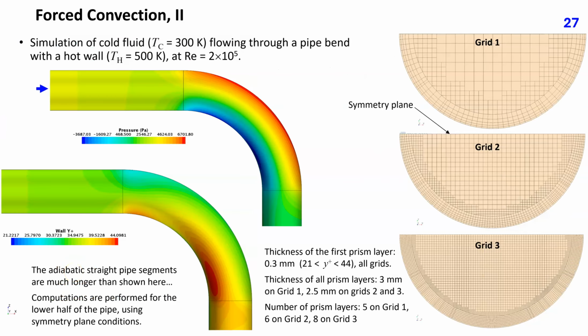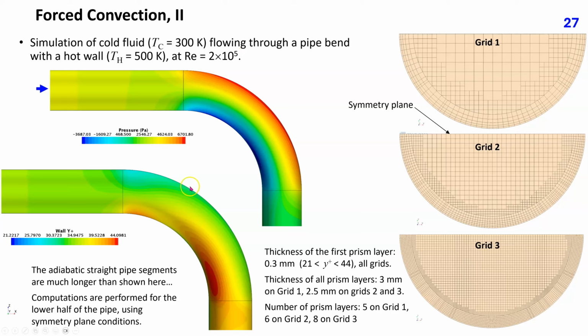Let's have a look at another example of a forced convection flow. A hot 90-degree elbow at the temperature Th equals 500 K is connected to straight pipes with adiabatic walls. At inlet, a cold fluid at the temperature Tc equals 300 Kelvin enters the pipe with a velocity corresponding to the Reynolds number of 200,000. Only half of the flow domain is considered, assuming symmetry conditions.